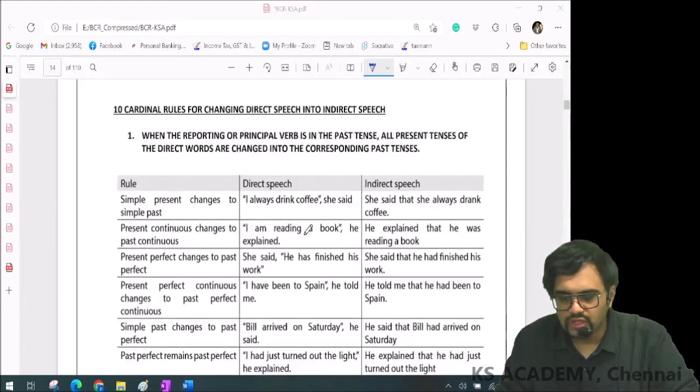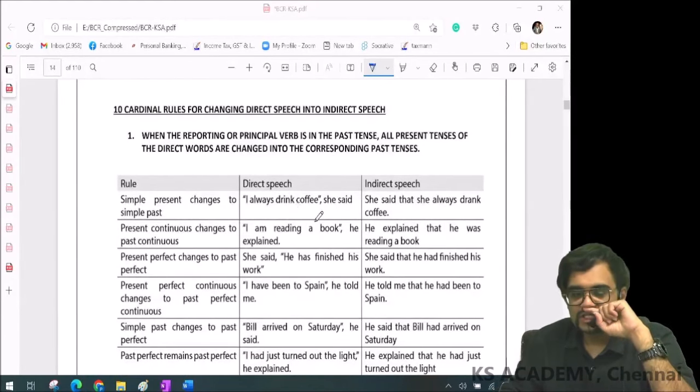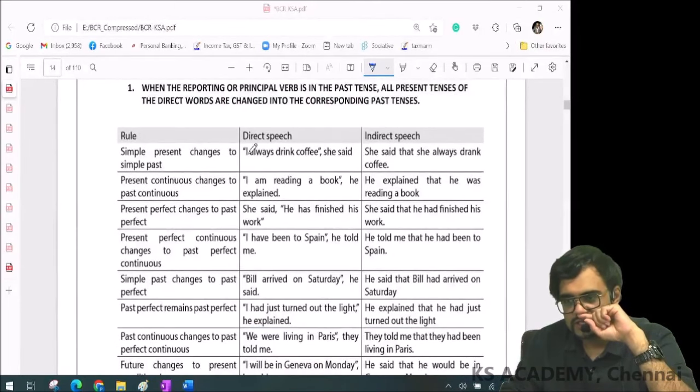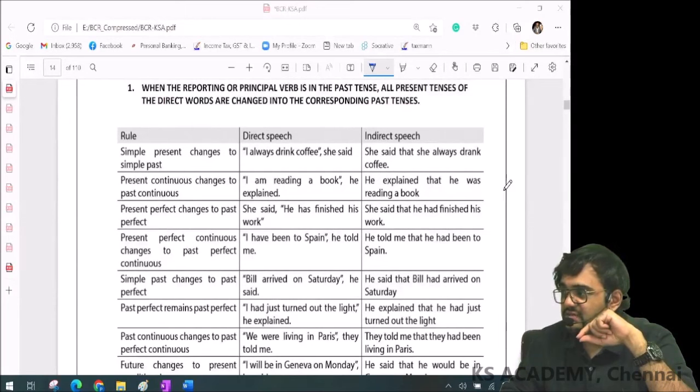When the reporting or principal verb is in the past tense, all present tenses of the direct words are changed into the corresponding past tense. For example, I always drink coffee. She said, what will you write? She said that she always drank coffee. Though whatever she said was present tense, it will become past tense. What if she said, I always drink coffee? She says.